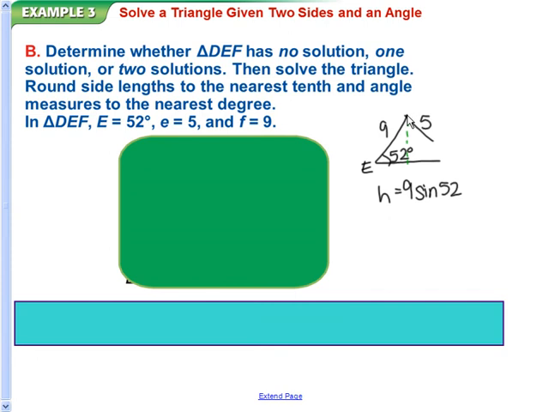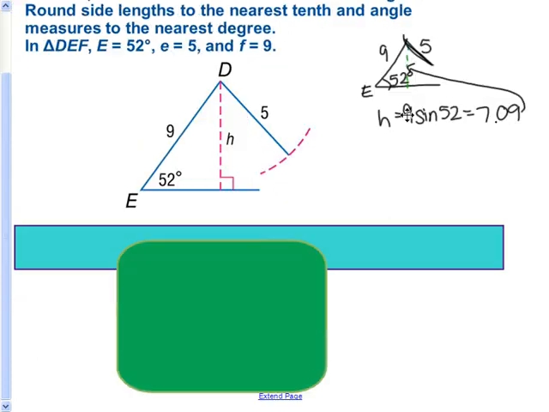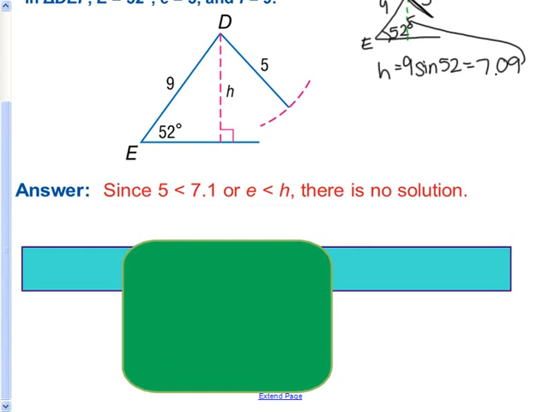So type that in, 9 sine of 52, and you get 7.09. So if this little line right there is 7.09, and this side's only 5, that means it's going to hang down and it's never going to touch it. So that's no solution.